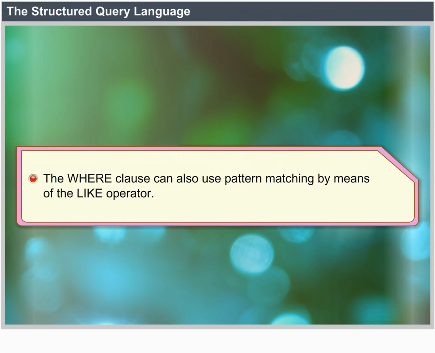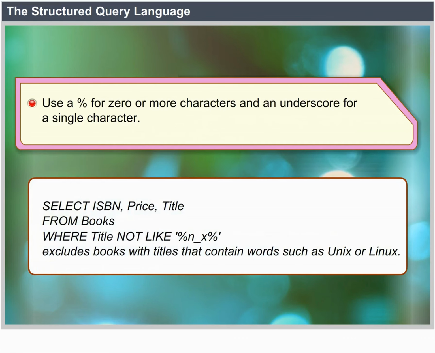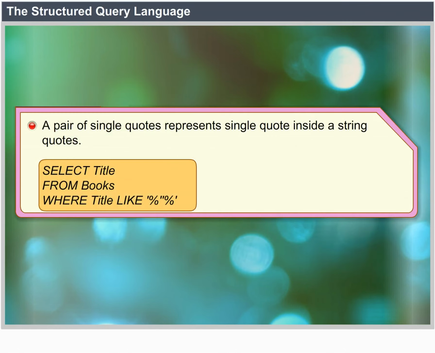The where clause can also use pattern matching by means of the like operator. Use a % for 0 or more characters and an underscore for a single character. Select ISBN, price, title from books where title not like %n_%. Excludes books with titles that contain words such as Unix or Linux. A pair of single quotes represents a single quote inside a string. Select title from books where title like %.